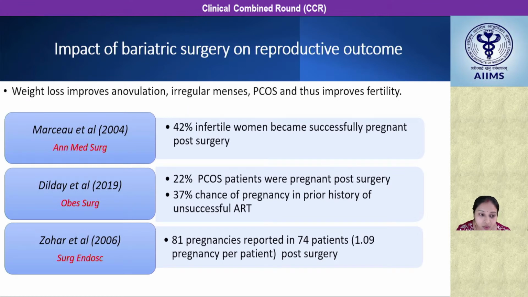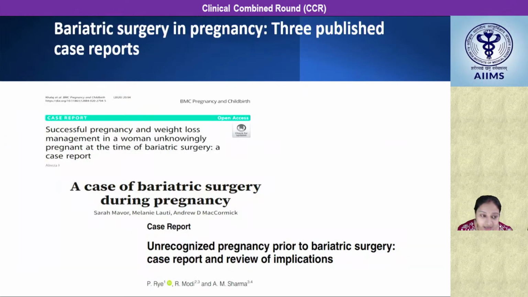Coming to the impact of surgery on reproductive outcome, surgical weight loss improves anovulation, irregular menses, and PCOS, and thus improves fertility, which has been well documented in the literature. One study documented that 42% of infertile women became pregnant just post-surgery, 22% of PCOS patients became pregnant post-surgery, and there was a 37% increased chance of pregnancy after surgery in patients who had a prior history of unsuccessful ART. So we have 3 published case reports for bariatric surgery in pregnancy.